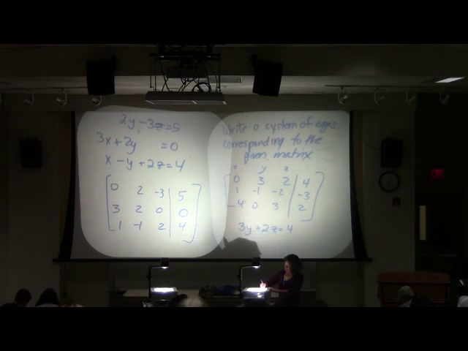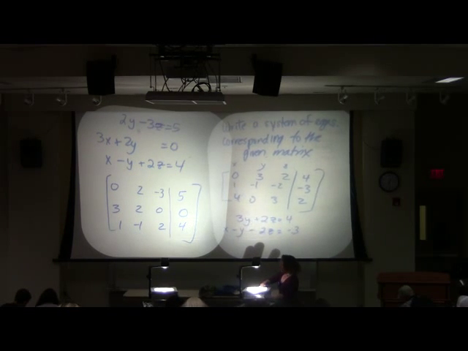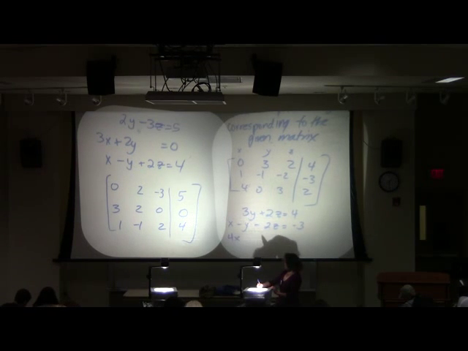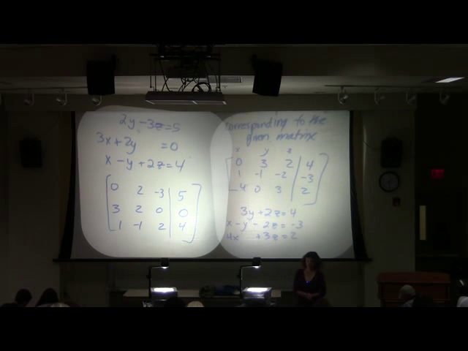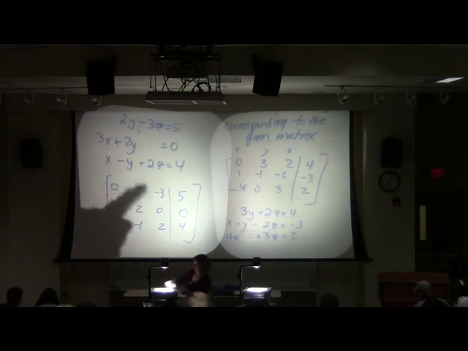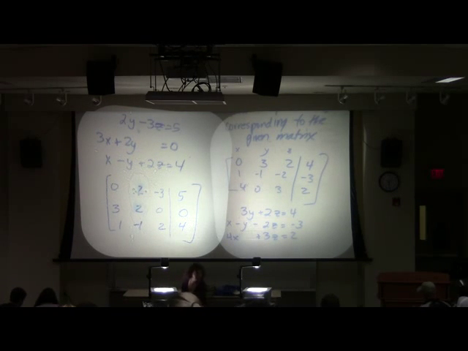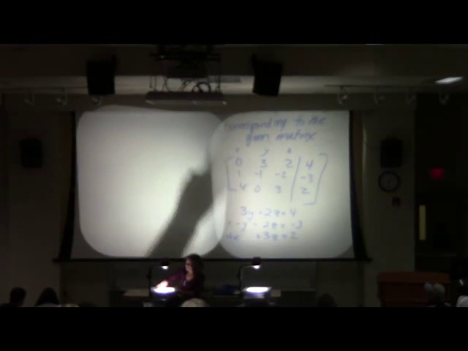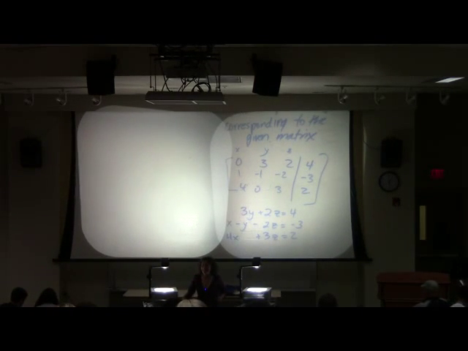What does my next row become? X minus y minus 2z is negative 3. And last but not least, 4x plus 3z is 2. Guys, with me there? Okay, if you have questions, don't be shy. Let's do one more of these, okay?